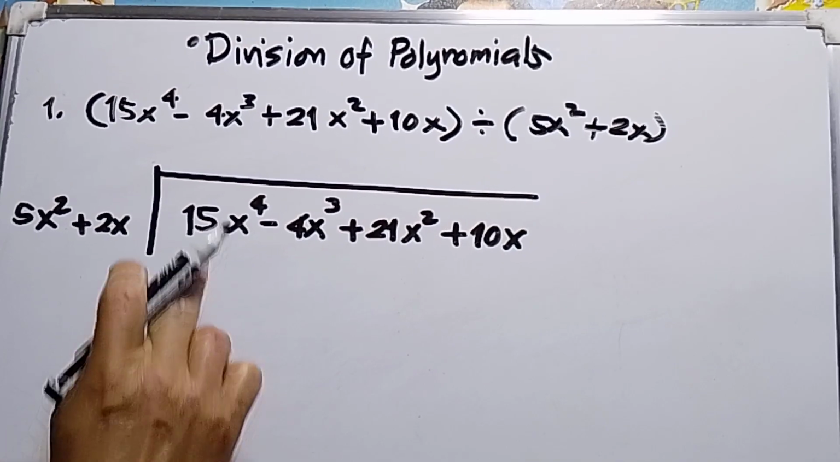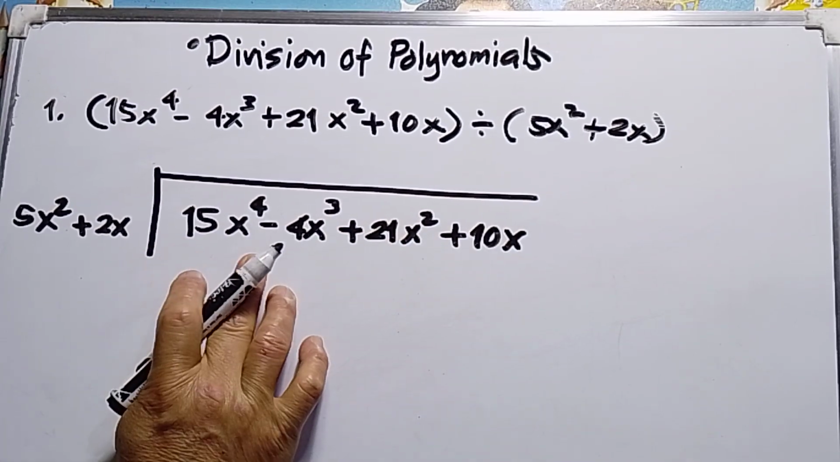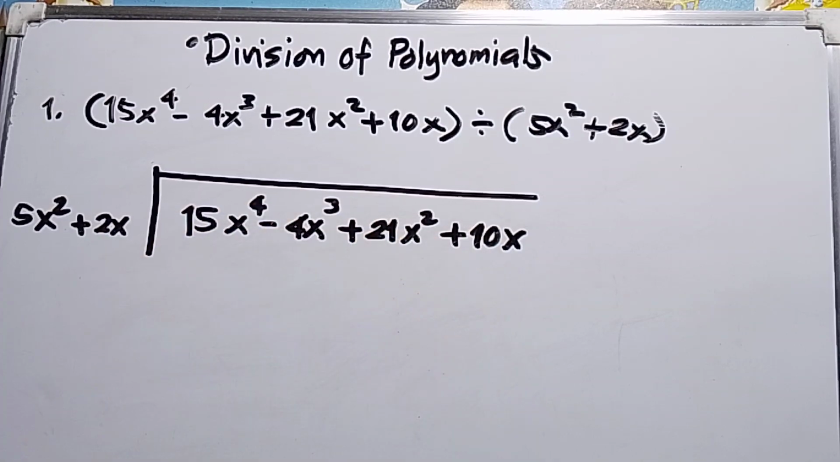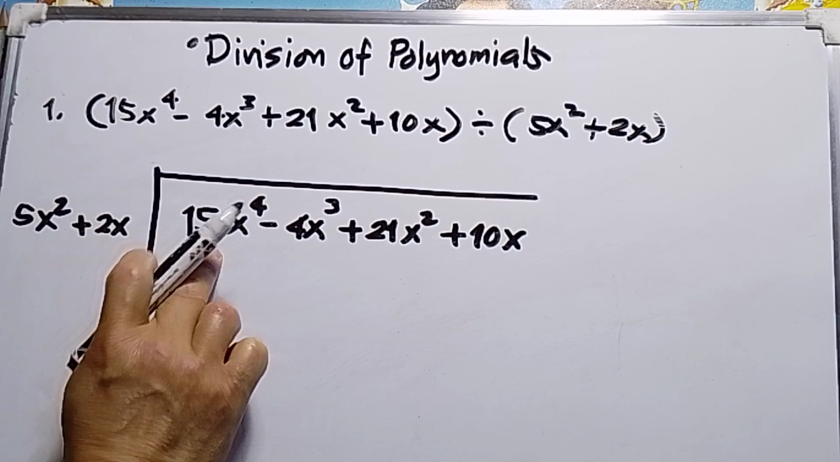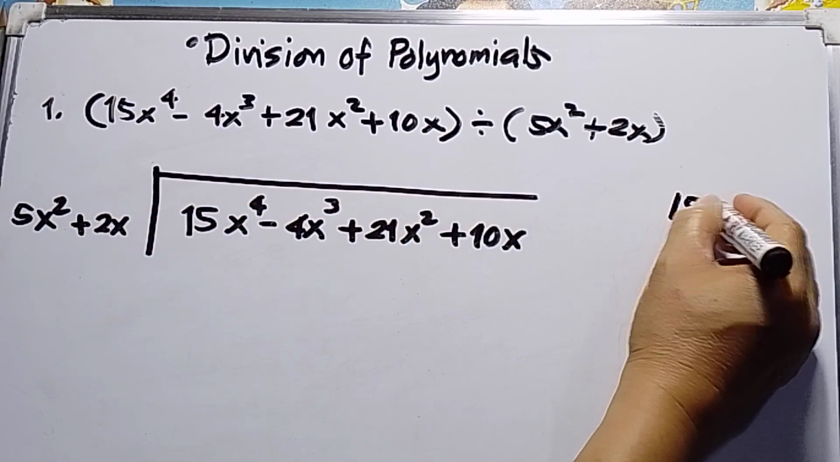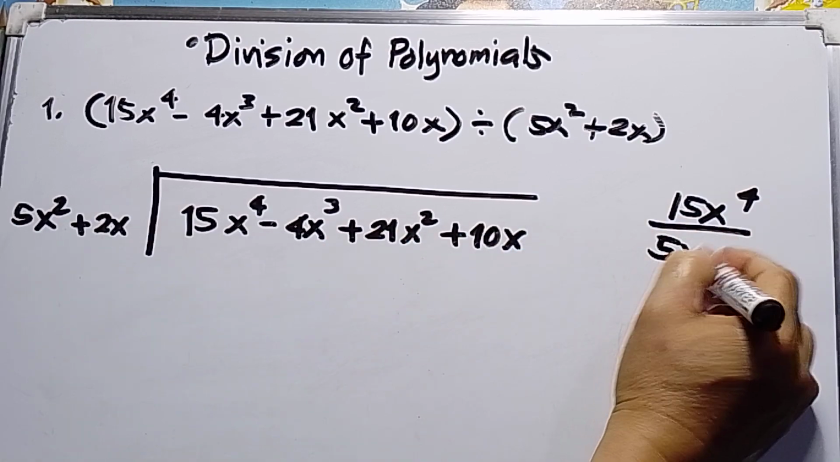So take note that in arranging the terms, it must be in descending power. So 4, 3, 2, 1. Same with the divisor. So the first thing to do is I need to divide the first term of the dividend by the first term of the divisor. So this will be 15x to the fourth divided by 5x squared.